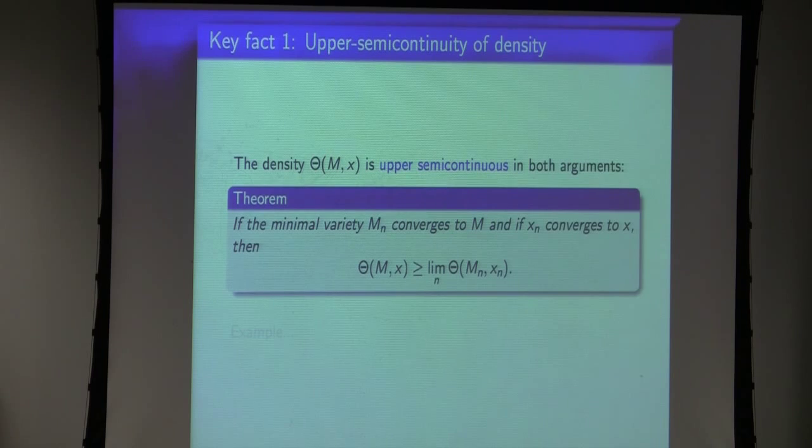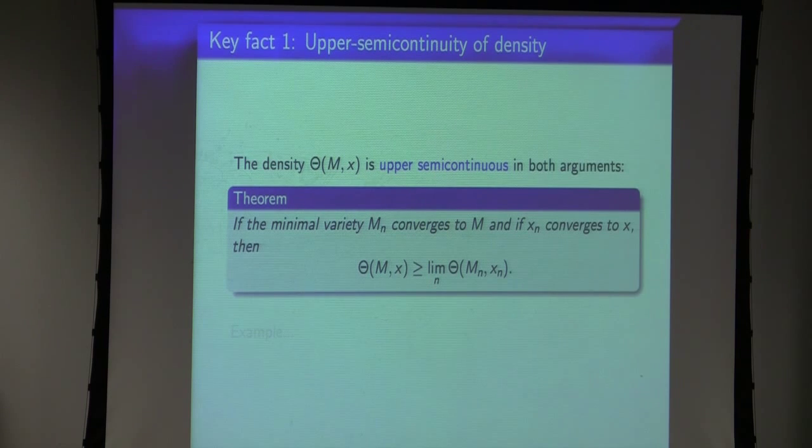Okay. So if you have a sequence of minimal varieties m_n converging to m, and x_n converging to x, then the density of the limit is greater than or equal to the lim sup of the densities. So when you pass to a limit, the density can jump up, but it can never jump down.